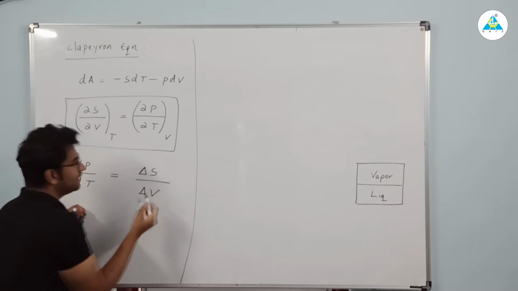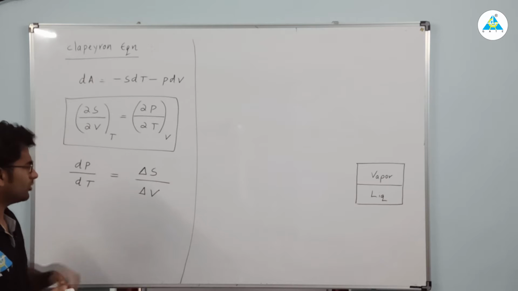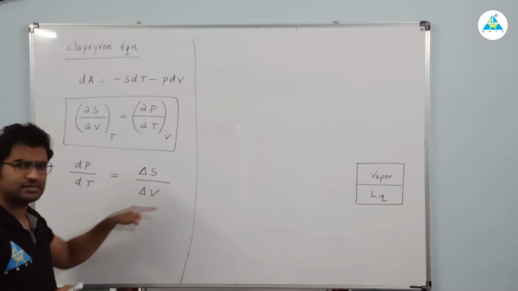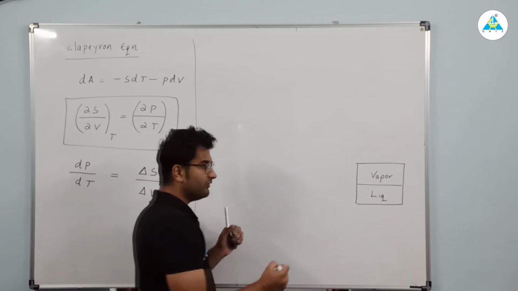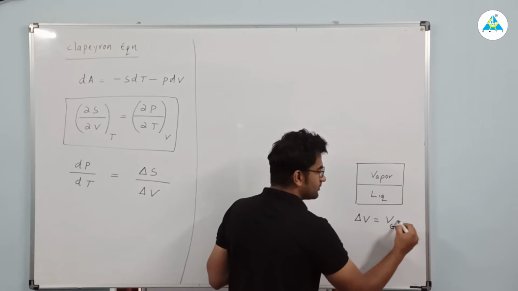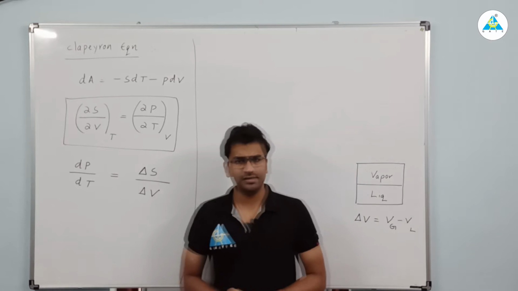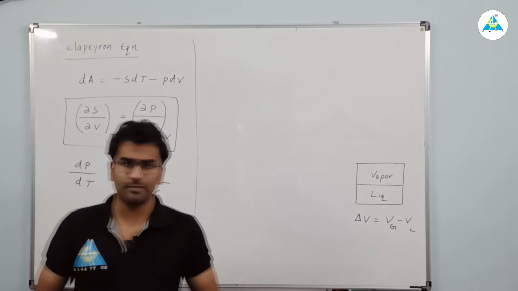This will be delta V, right? During the phase change, temperature is constant, no problem. Delta S by delta V. What is this delta V? Your delta V will be the volume of the vapor phase minus the specific volume of the liquid phase. Same thing, right? Vg minus Vl. So this is what happens in vaporization.